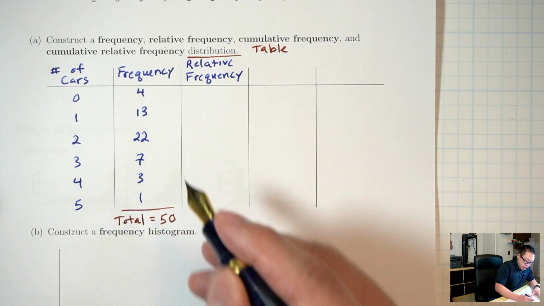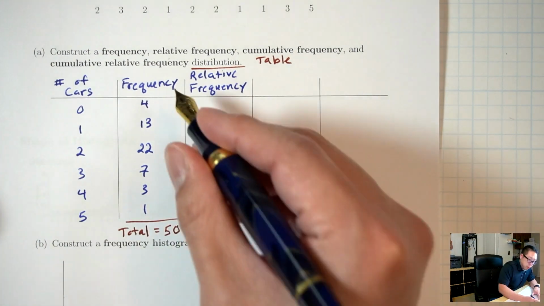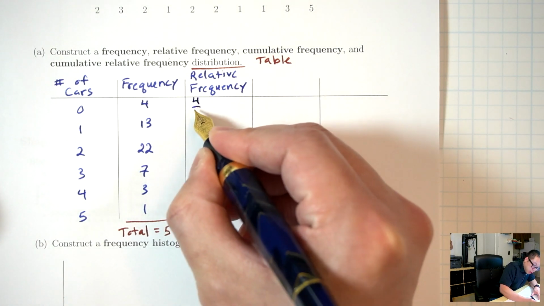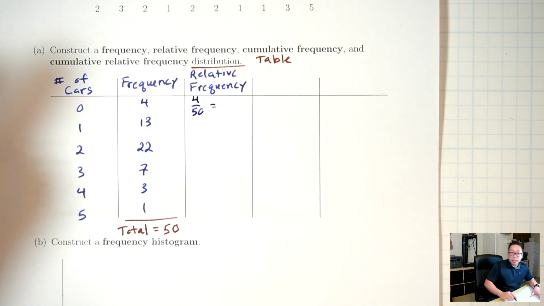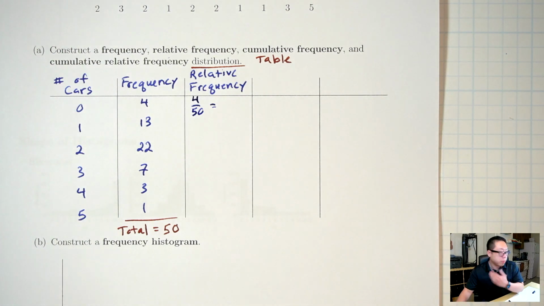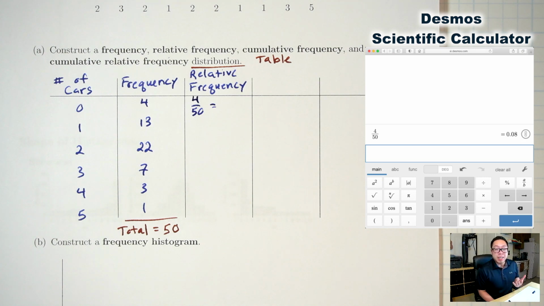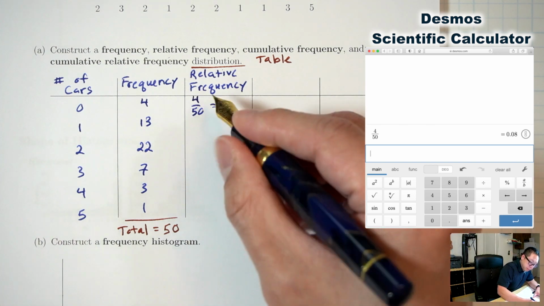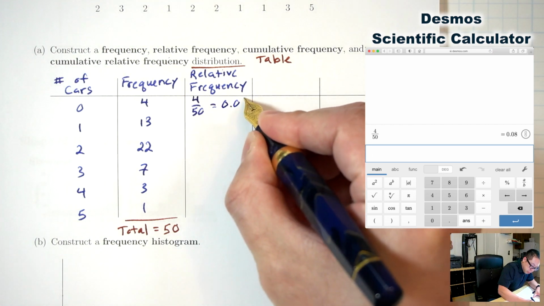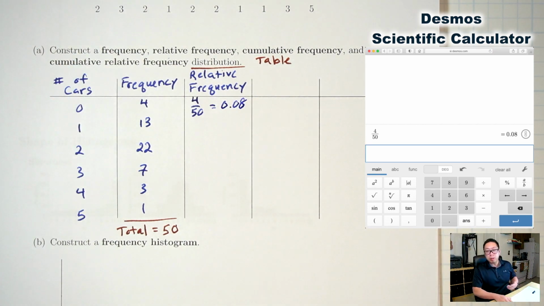So 4 out of 50 have 0 cars in their household. So 4 divided by 50. On a calculator, I'm going to do 4 divided by 50. I'm using the Decimal Scientific Calculator, so just Google Decimal Scientific Calculator. That's the one that I'm going to recommend for this class. So 4 divided by 50 is 0.08. For this class, if you need to round, we're going to round to 3 decimal places. But here, it's only 2 decimal places, so we don't have to round.